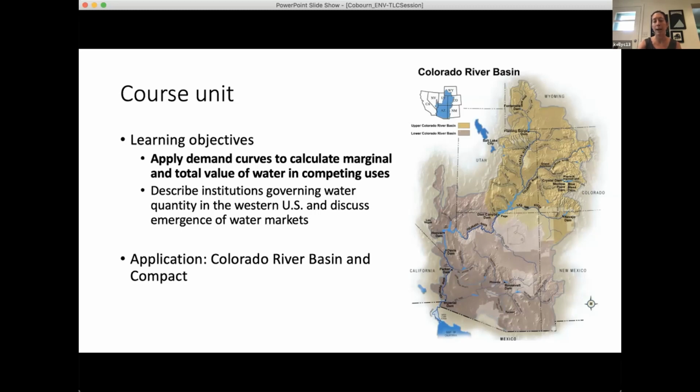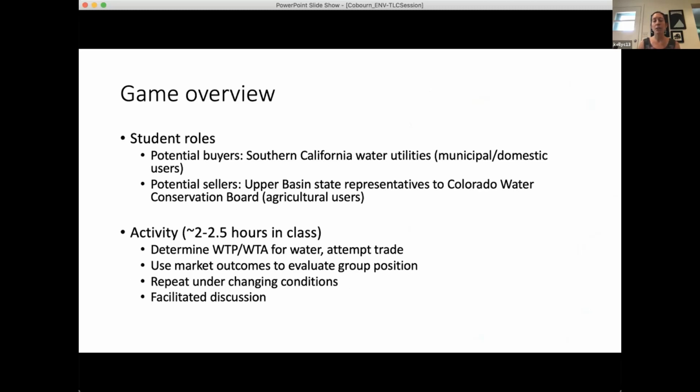So I'll just give a brief overview of the game and then dive a little bit more into the details. So basically what I do in this game is I assign students different roles, either as potential buyers who are going to represent Southern California water utilities who are trying to purchase water for municipal or domestic use.